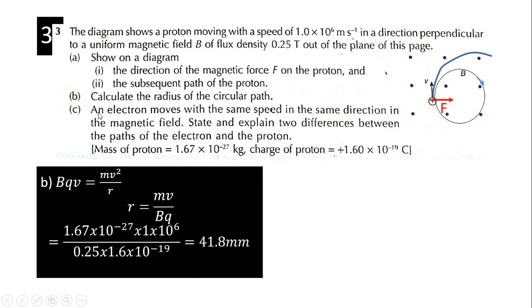And part C, an electron moves with the same speed in the same direction in the magnetic field. State and explain two differences between the path of the electron and the proton. Okay, what are two differences? We have to upgrade it, 10 minutes time. Yep, what are the two differences? Okay, only use this formula to explain. They ask you to calculate radius, use this formula to explain. Yep, what is the difference?